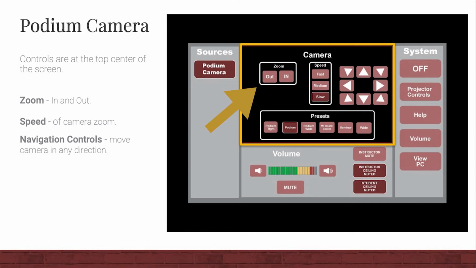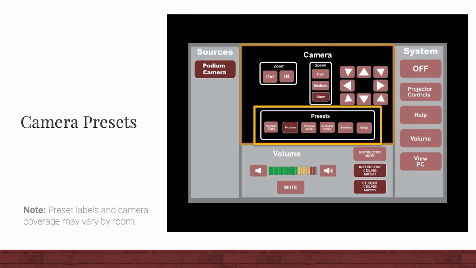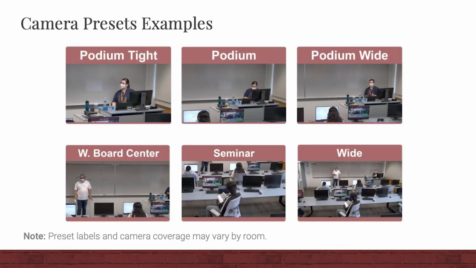On the top left is Zoom. These controls will allow you to zoom the camera in and out. Over is speed. This will control how fast the cameras will zoom in and out. Next over are the navigation controls. This set of arrows will allow you to move the camera in any direction of your choosing. For easy access to different camera views, there are some camera presets available. These presets can be found on the bottom of the control screen. The camera presets include Podium Tight, Podium, Podium Wide, Wide Bore Center, Seminar, and Wide.